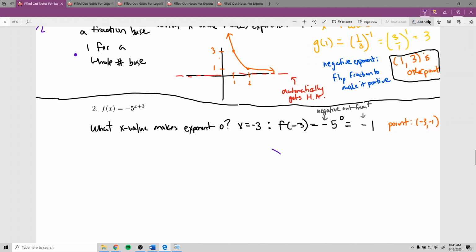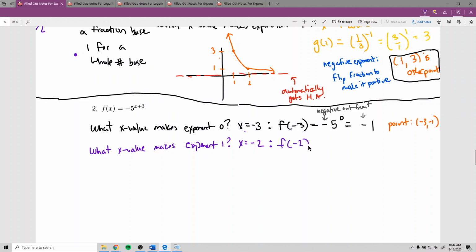Now for the second point, what do we want to make the exponent? Since we have a whole number base, we want to make the exponent 1. Well, if we want to get 1 here, -2 would work. If we plug in -2 for x, -2 plus 3 equals 1. Now, if you get messed up here, it's going to be either -2 or -4 because it's going to be right around -3. So you can try both.